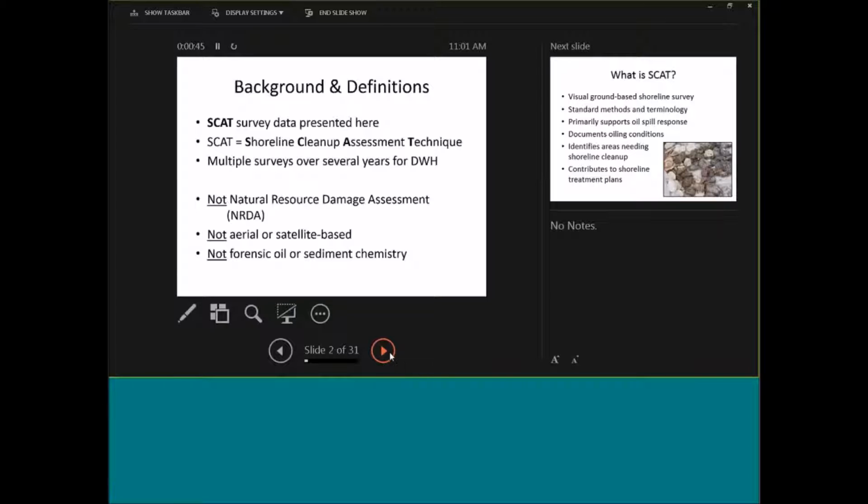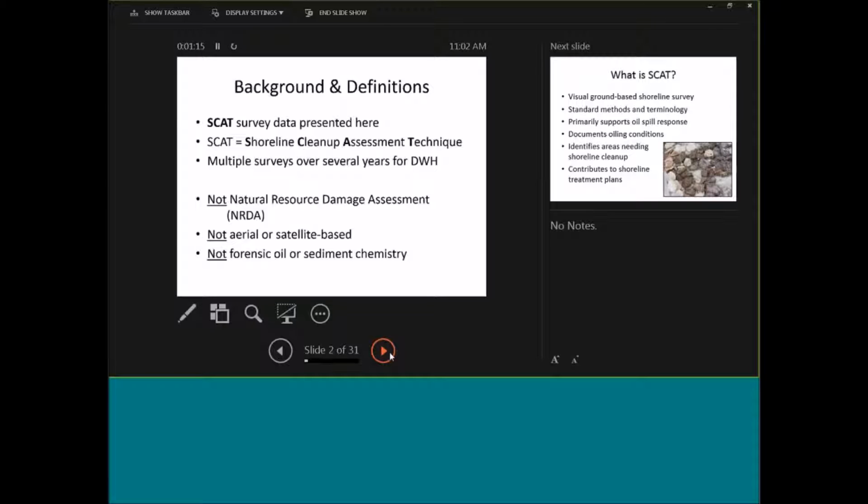And what we're going to talk about for Deepwater is really multiple years of survey across the entire area of response. And just a couple other things that SCAT is not, that often gets confused with. SCAT is not natural resource damage assessment. It's not NRDA. It's not really based on aerial or satellite-based types of assessments, and it's not really based too much on forensic oil or chemistry or sediment chemistry. Sometimes those things are coupled with SCAT, but that's not really SCAT itself.